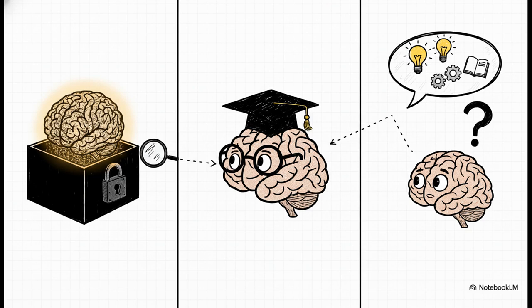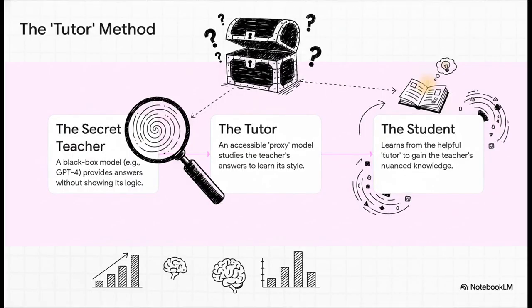The solution is, well, it's pretty ingenious. You hire a tutor. If you can't get access to the master teacher directly, you find another model, one that's more open, and you have it study the teacher's methods. This whole thing is called the Tutor Method, or Proxy KD. Here's how it plays out.